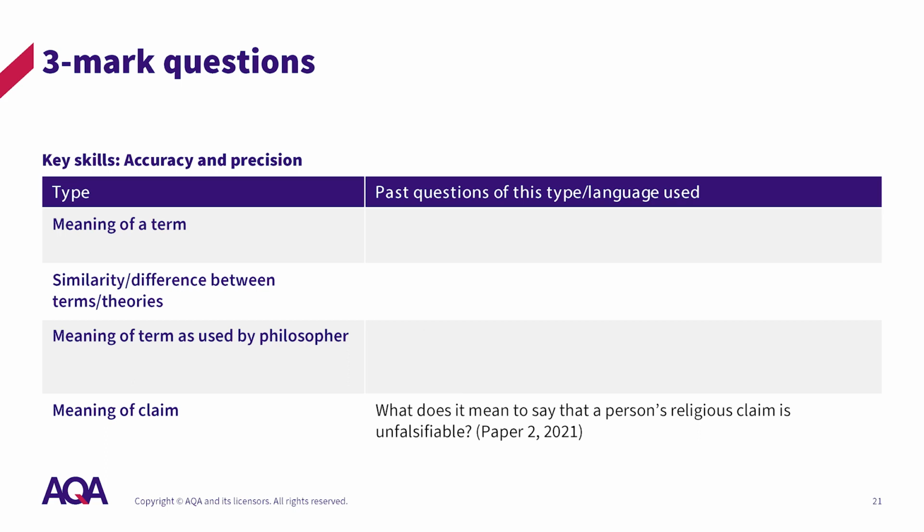Finally, 3-mark questions can ask for the meaning of a claim, such as in 2021, what does it mean to say that a person's religious claim is unfalsifiable?